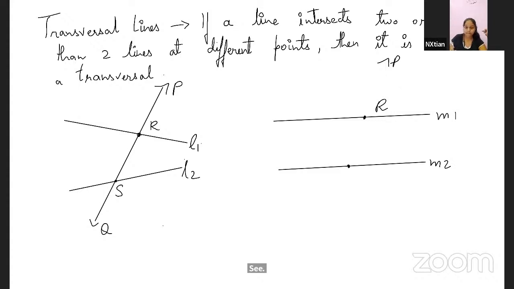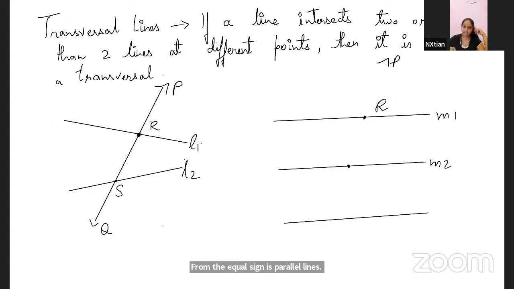Ma'am, the equal sign is parallel lines, and the not equal sign is a transversal. Yes, the equal sign is parallel lines, and the not equal sign there is a transversal. That is right.